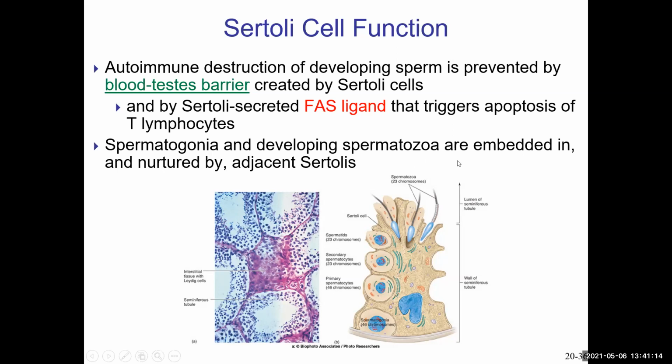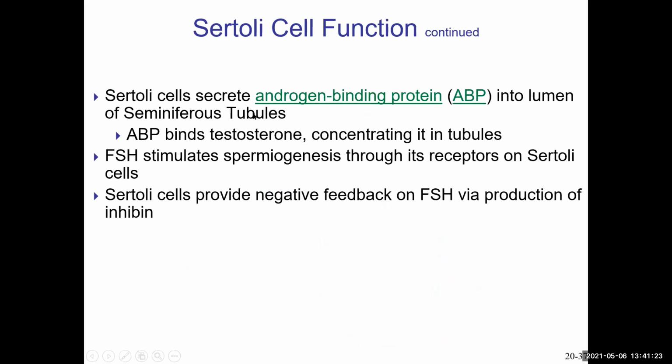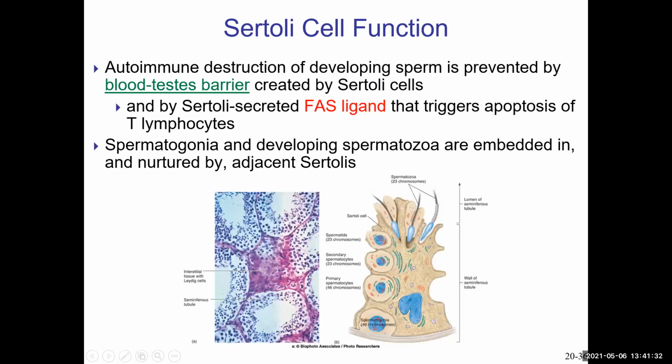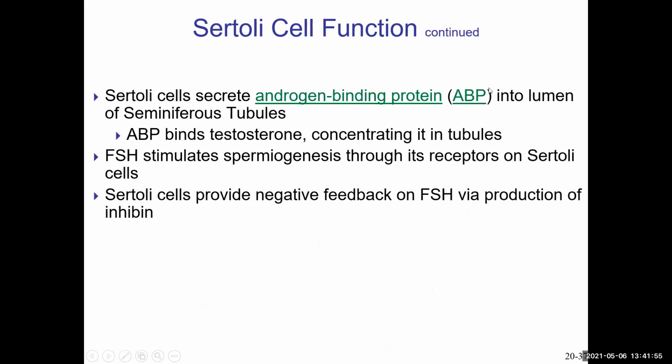Okay. Spermatogonia and developing spermatozoa are embedded in and nurtured by adjacent cells. They provide nutrition and protect them. Sertoli cells also produce another protein called ABP, androgen binding protein. Why do you need it? Because in this wall, the spermatogonia need testosterone. When testosterone binds on these cells' receptors, then the second messenger gets inside and activates them for division. So they produce androgen binding protein, and that protein inside the wall of the seminiferous tubule binds with the testosterone and increases the concentration of testosterone in the seminiferous tubules so that spermatogenic cells transform into spermatozoa, helping the process of spermatogenesis.